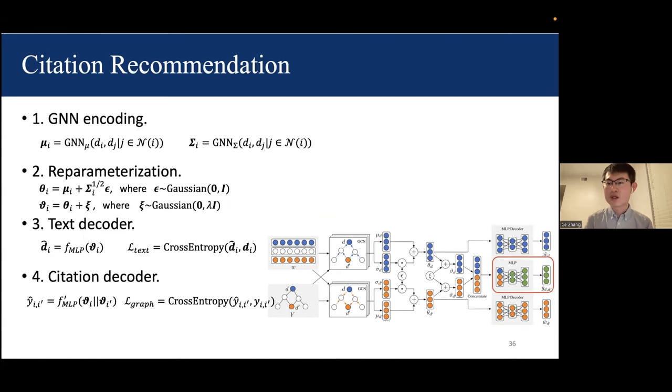As the second decoder, we have citation decoder. So we concatenate two documents, and then we input them to another multilayer neural network. And we want to predict if there is indeed a link between them. So this is a classification problem. And then we still use cross entropy as the loss function. And the final loss function is the combination of these two. And we optimize the model and apply it to a new graph and see if we can recommend citations accurately.